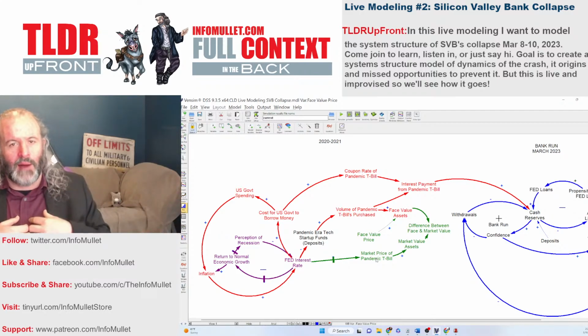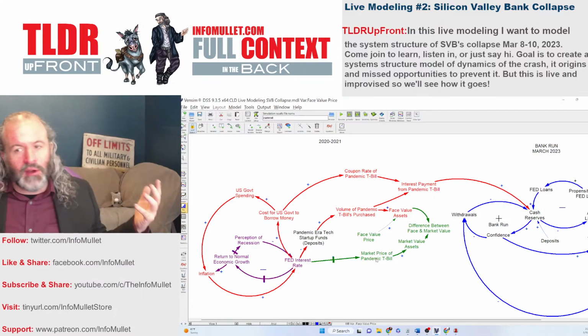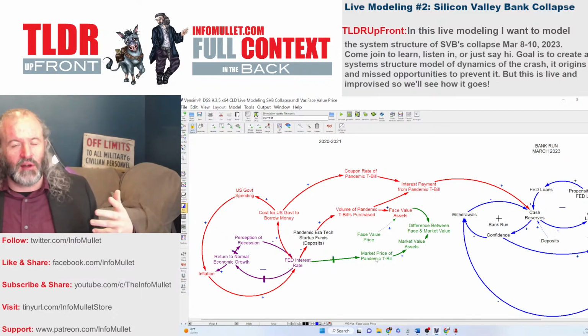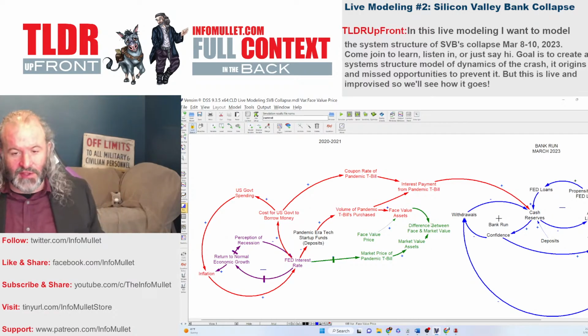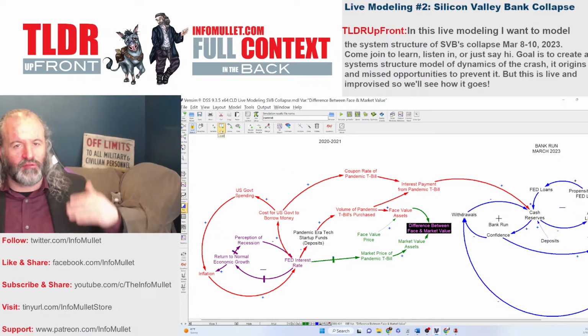I need a discount. I'm not going to buy your treasury bill, Silicon Valley Bank, at the face value they're issued for. So of the $3 billion or $2 billion or whatever it was that Silicon Valley Bank had, when they sold it to raise money, they had to sell it at this difference between face and market value. They actually lost $500 million. And that was the amount they were trying to fill.